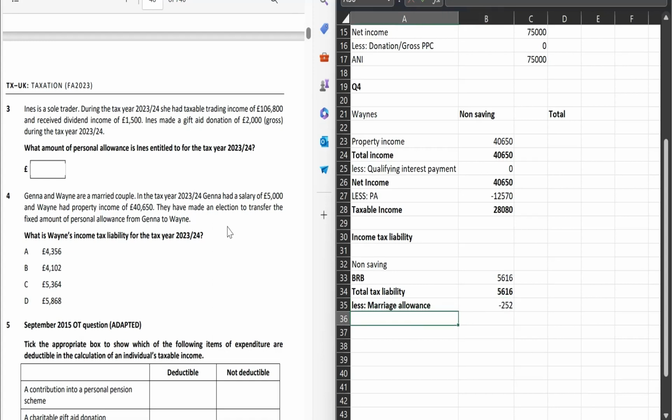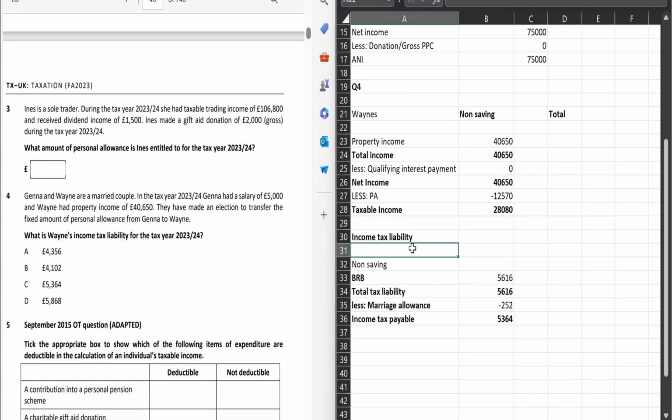So income tax payable will be 5616 less this, so it is 5364. So 5364 is option C, right? I will repeat the things once again.